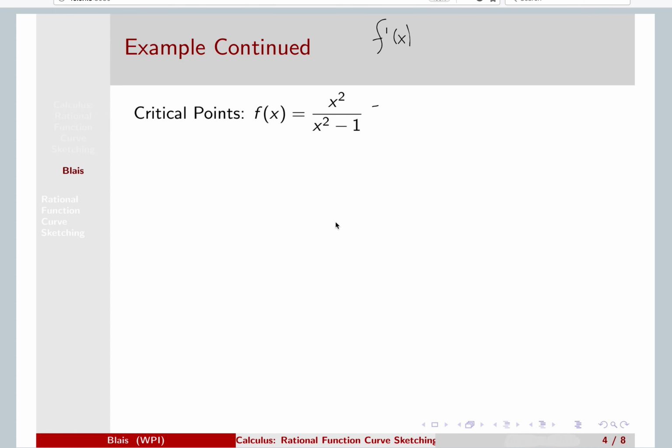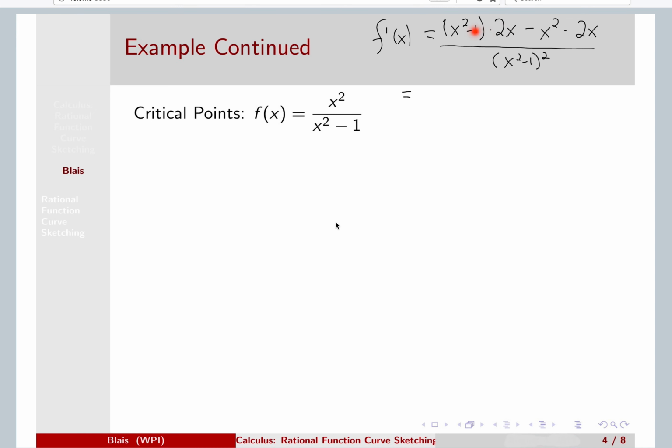And so we can rewrite this as x squared times x squared minus 1 to the minus 1 and use product rule, or you can just take this as is and use quotient rule. Either one works. If we use quotient rule, we have denominator times the derivative of the numerator minus the numerator times the derivative of the denominator, all over the denominator squared. That can be simplified a bit.